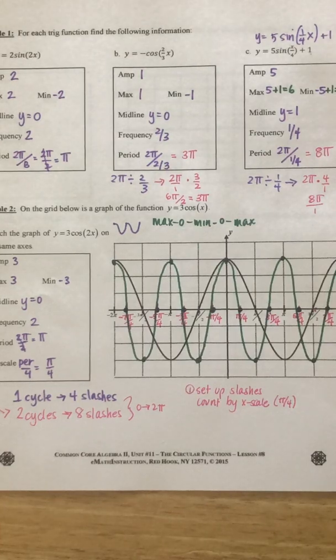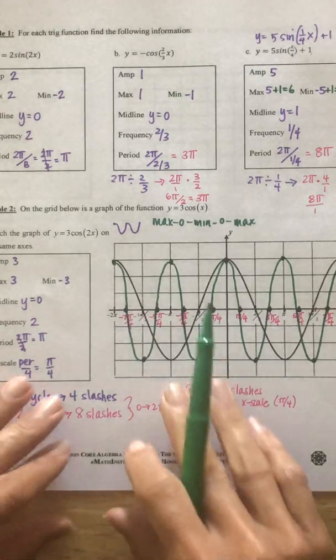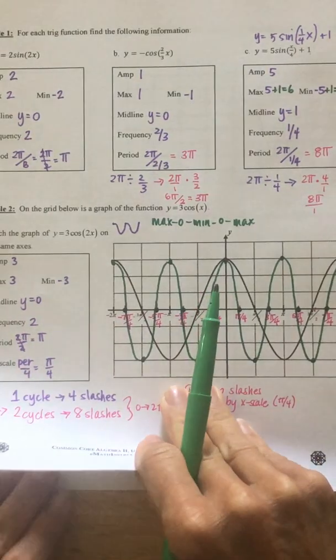So anyway, this is your basic impact of the B value. Okay, let's see what the next chunk brings us.